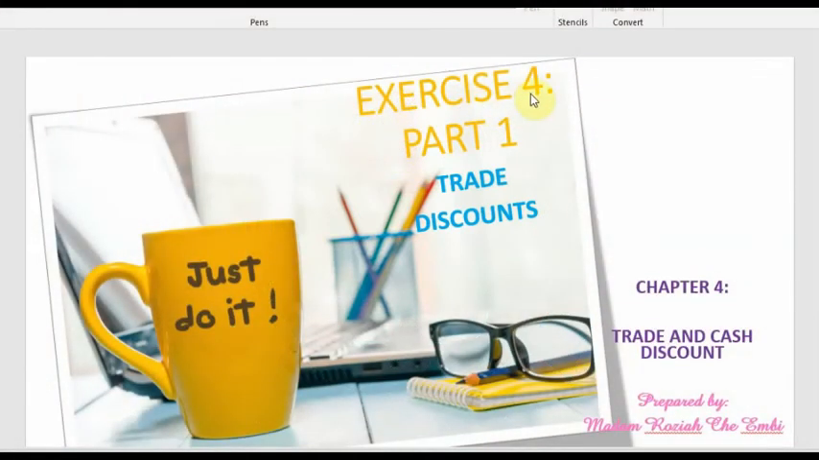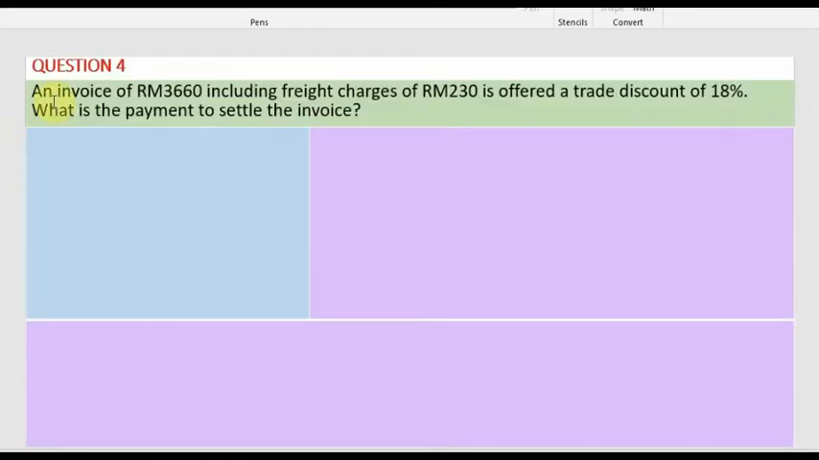Now proceed to exercise 4, part 1, trade discount from the chapter on trade and cash discount, question 4. An invoice of 3660 including trade charges of 230 is offered a trade discount of 18%. What is the payment to settle the invoice?